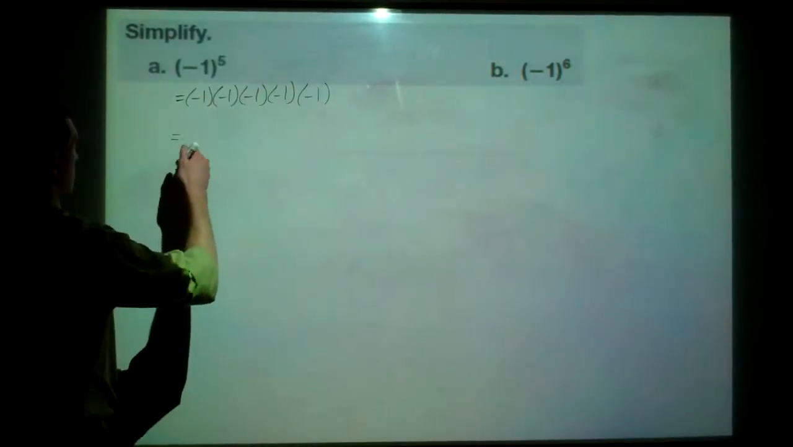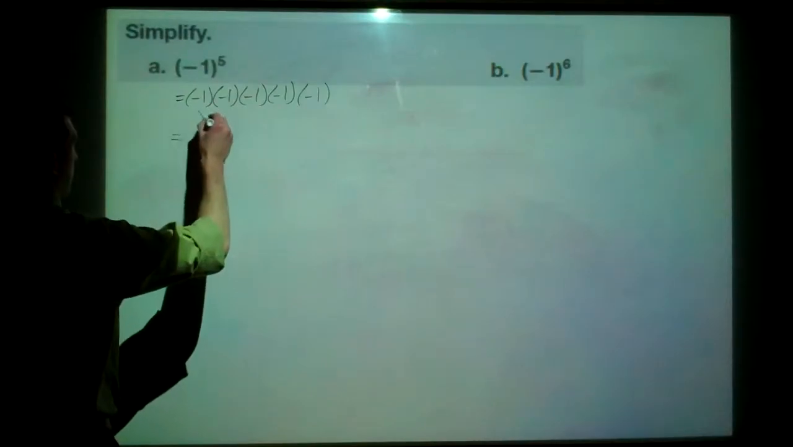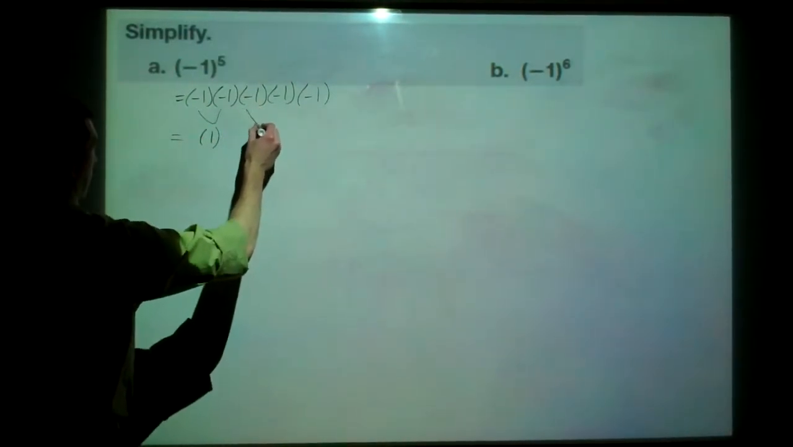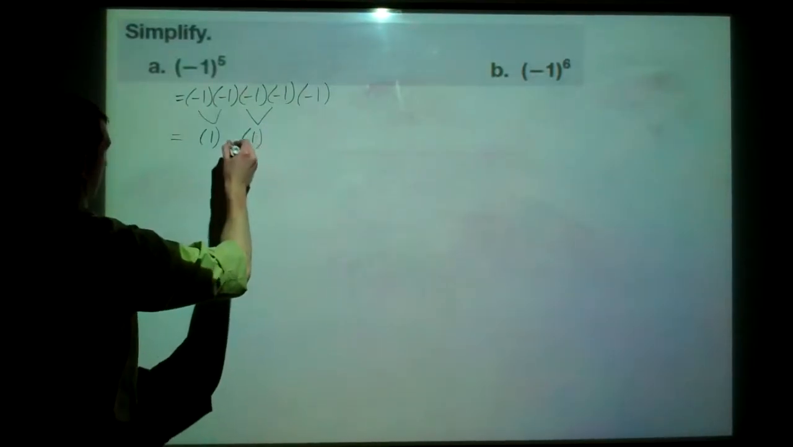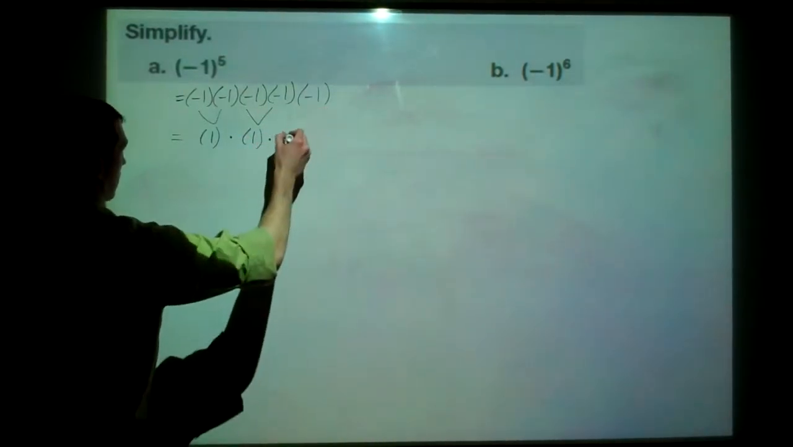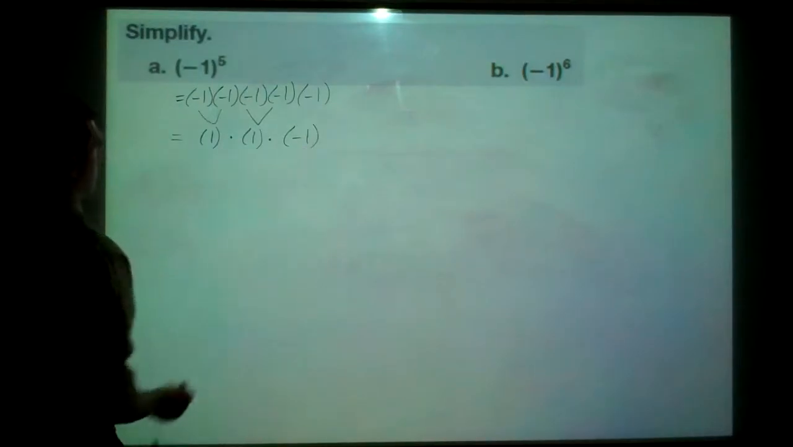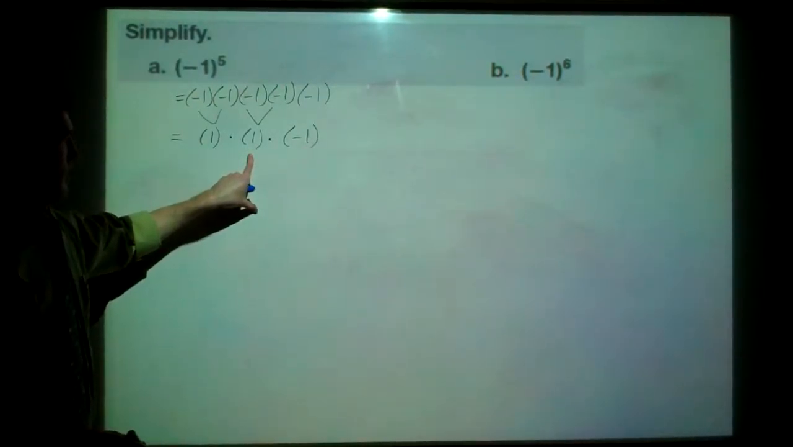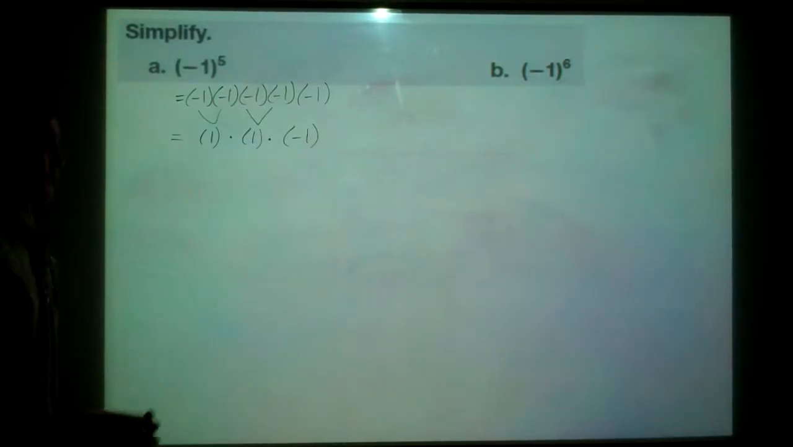So multiply these two together, I get a positive 1. Multiply these two together, I get a positive 1. And then we're left with that negative 1 on the end there. So now we have 1 times 1, which is 1. And then a positive 1 times a negative 1, we'll get a negative 1.